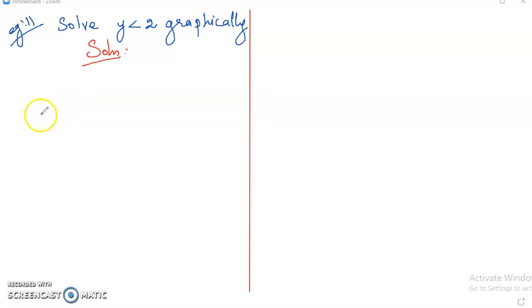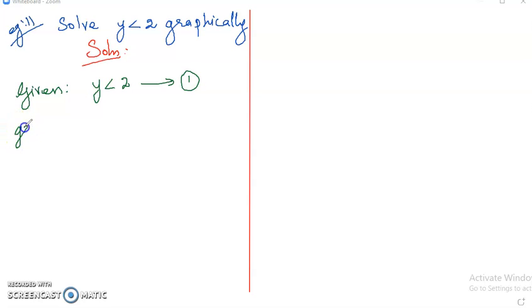So the next question is: solve y less than 2 graphically. So what is given? Given y less than 2. Okay, consider it as equation 1. And we have to draw the graph of y equal to 2.